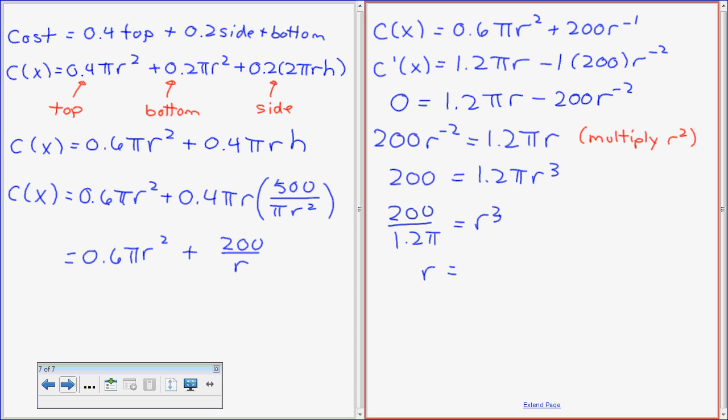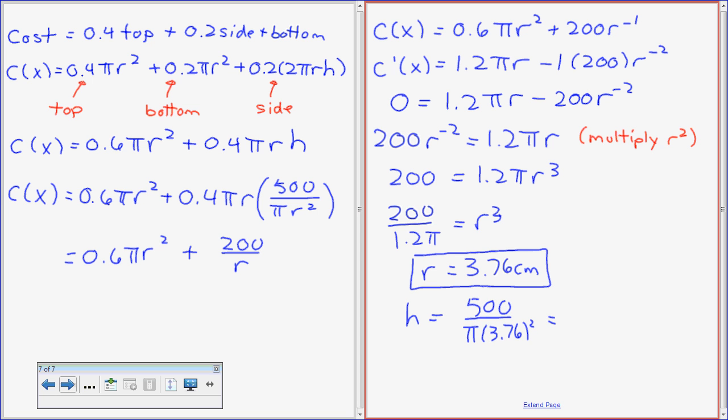That is 3.76, meters, I'm assuming? Yep. Then height was equal to 500 over pi r squared? Yep. And that I can't do either.